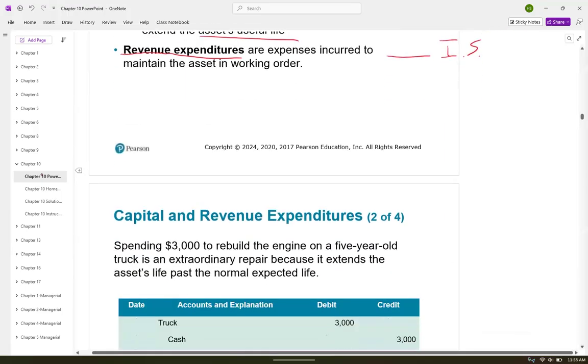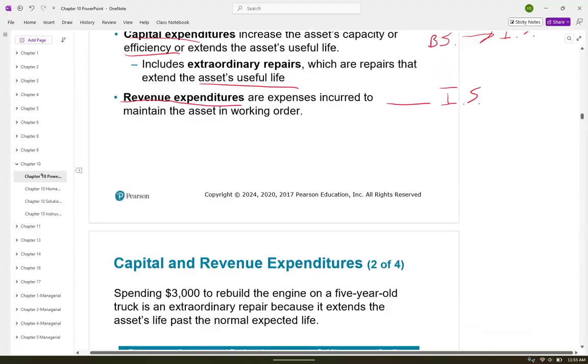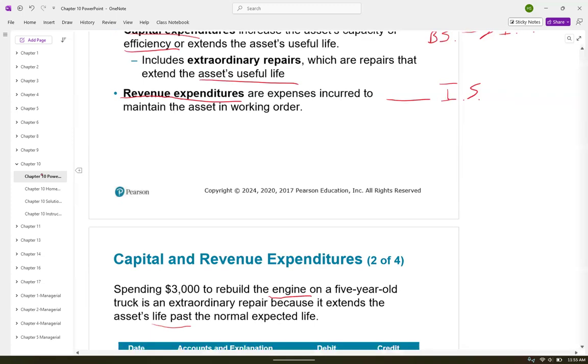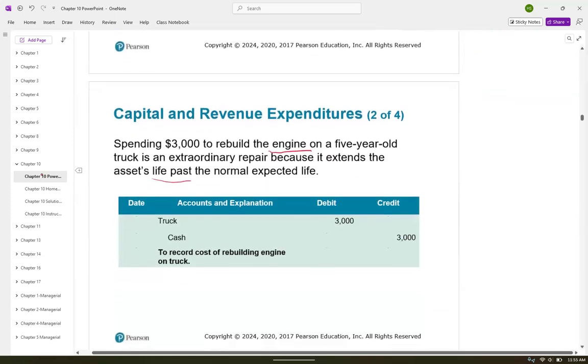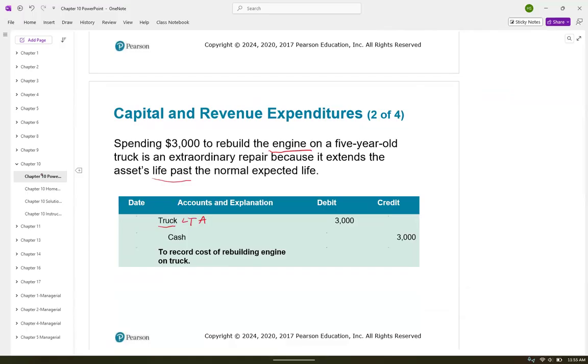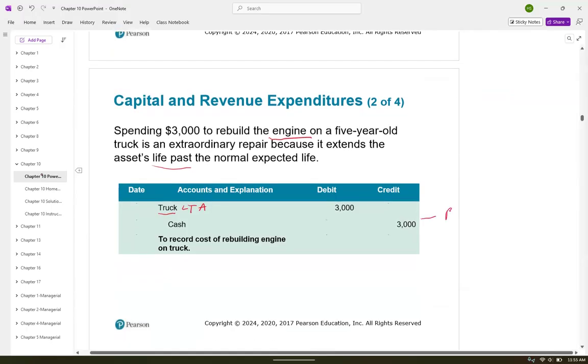Okay. So they give us an example here of capital and revenue expenditures. Spending $3,000 to rebuild an engine on a 5-year-old truck is an extraordinary repair because it extends the asset's life past the normal expected life. So they're just going to debit the truck, the long-term asset, for 3,000 and credit cash for $3,000. This is the example of it going to the balance sheet first, then it will get depreciated, and then eventually end up in the income statement.